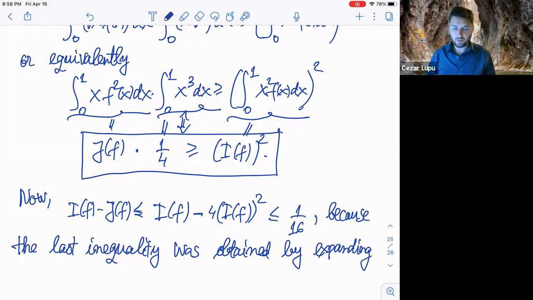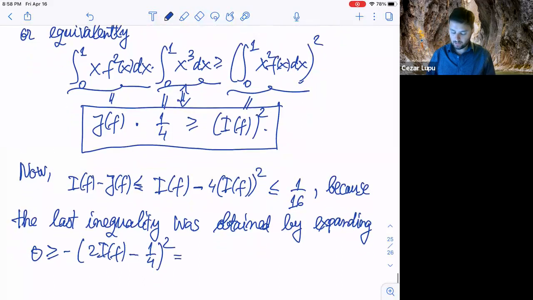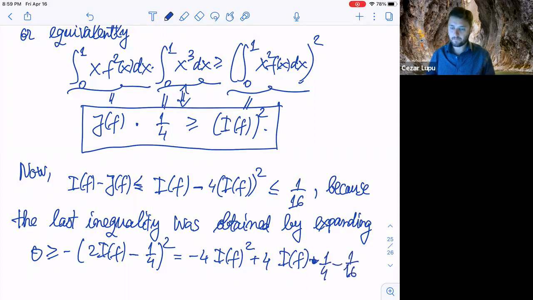And let me put it this way. So 0 is greater or equal than, let's say, negative 2 I of f minus 1/4, squared. And this guy here, if you look, is nothing other than 4 I of f squared, plus 4 I of f times 1/4, minus 1/16. And that's it, and we're done.